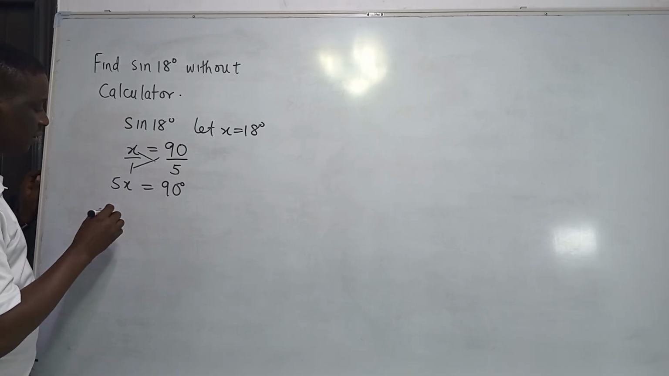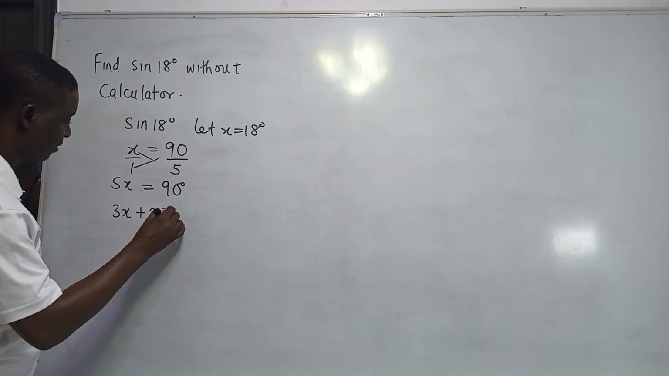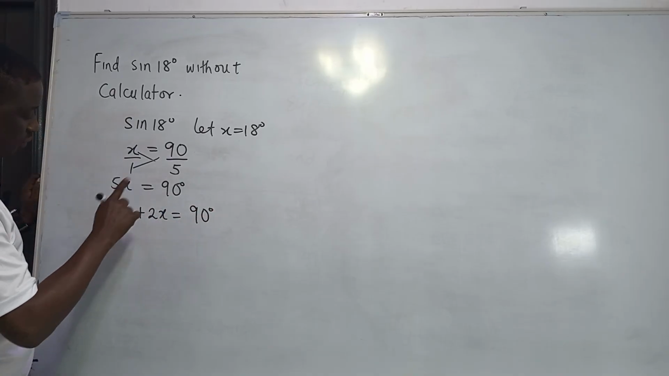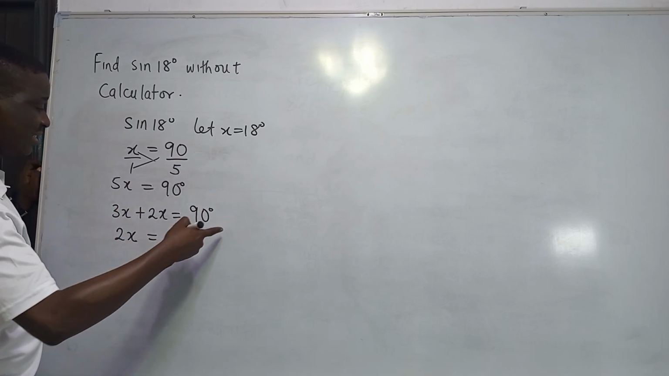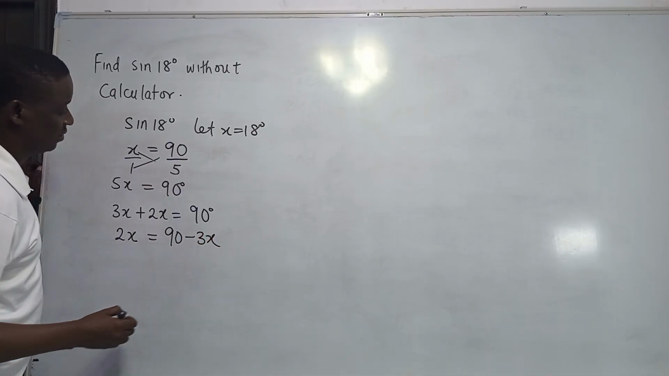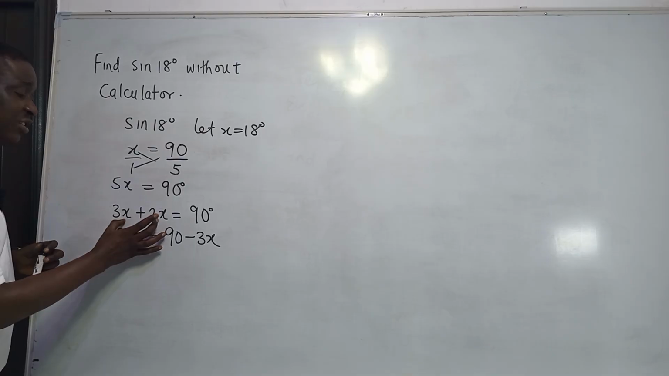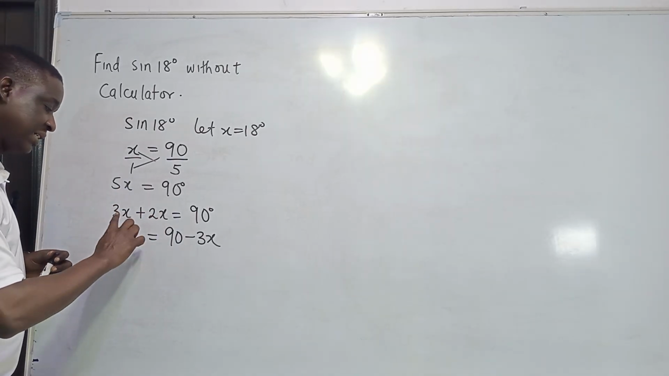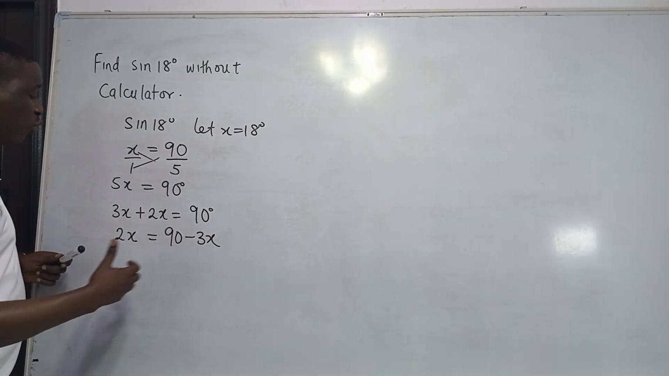Now, we said 3x plus 2x is equal to 90 degrees. Therefore, I want to take that one there. We are going to have 2x is equal to 90 minus 3x. That means I split this 5x into 3x plus 2x. Then we'll take the 3x to the other side.